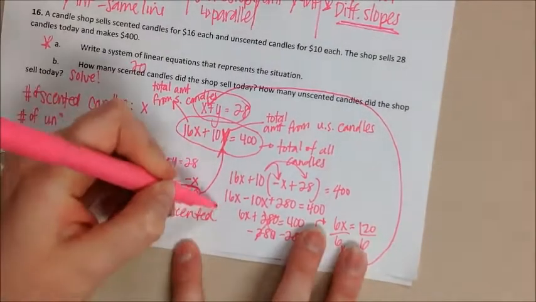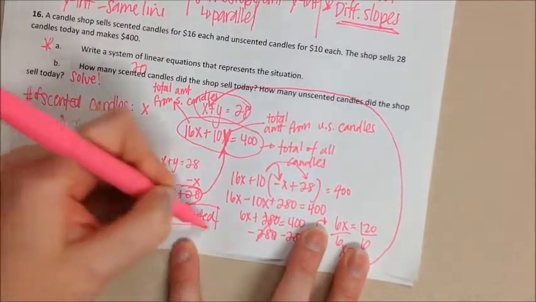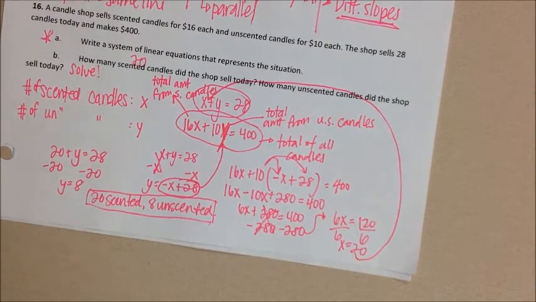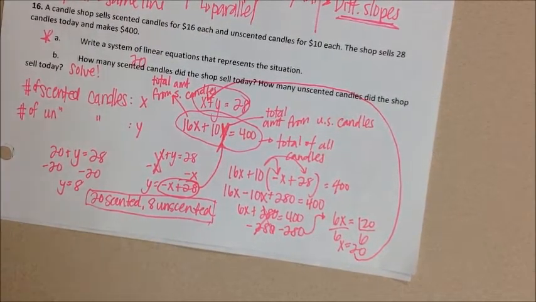Remember, when it's an actual situation, I don't want it written as an ordered pair. I want you writing like 20 scented, 8 unscented, so that I know that you know exactly what it's talking about.